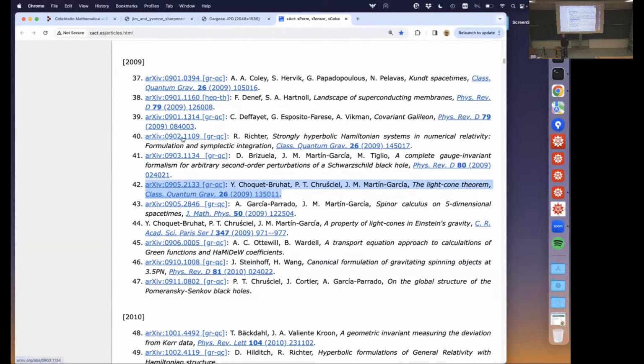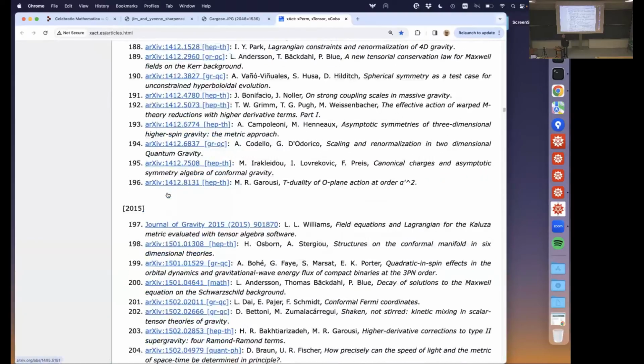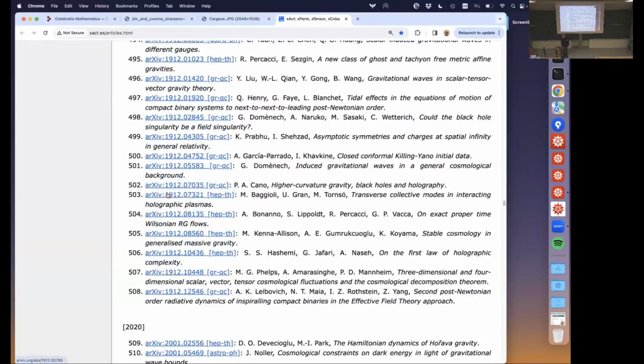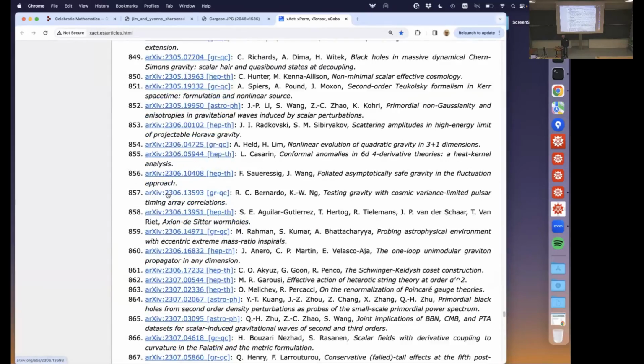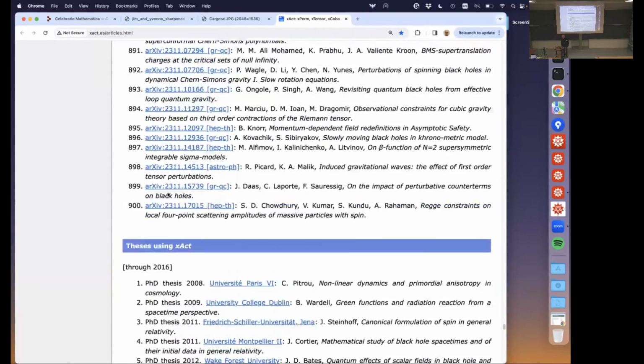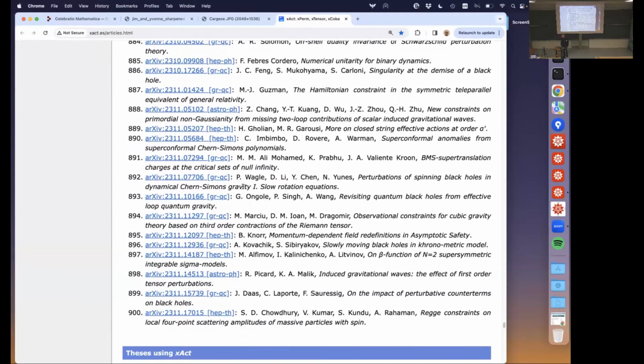And since then, you see there were like, I don't know, 15 papers per year around 2009 to 2010. By now, there are about 100 papers per year in all sorts of areas. And so these are the last ones. And you see there is a mixture of GR-QC, high energy physics theory, also astro-ph, etc. So it's used in various areas of physics and mathematics. There's also mathematics, differential geometry, fluid mechanics, various areas.